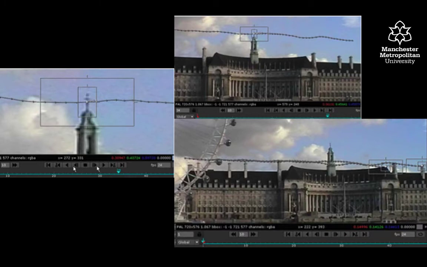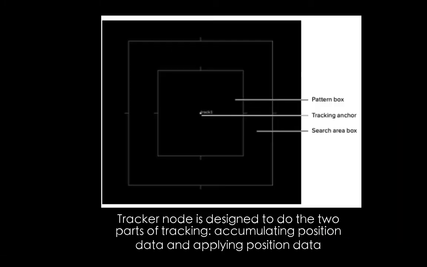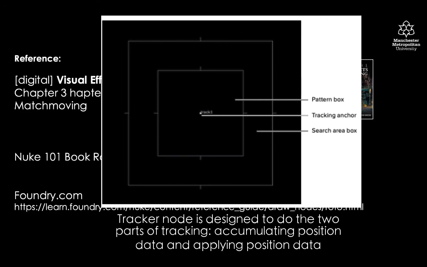Here is a typical example of tracking, where you can see that you've got your pixel here, and then you've got your box, and you're searching the area.